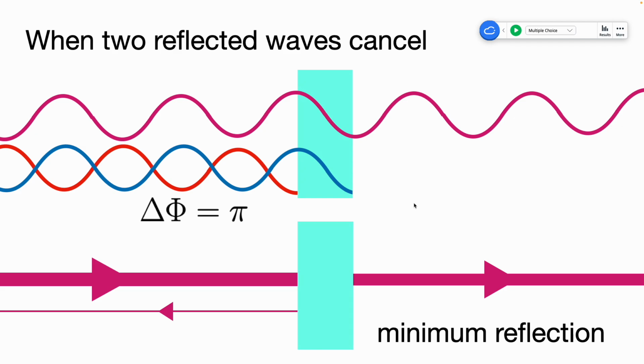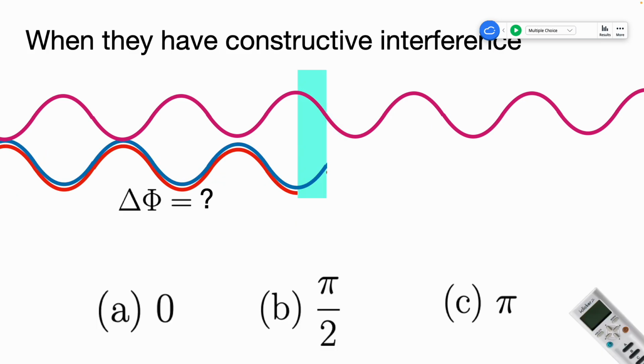Now, on the other hand, you can also adjust the thickness of the film such that it causes the reflected waves to have constructive interference. So before I explain the physical consequence, let's review again. What does this phase difference mean if they have destructive interference? These two have constructive interference now, and which phase difference should correspond to constructive interference?